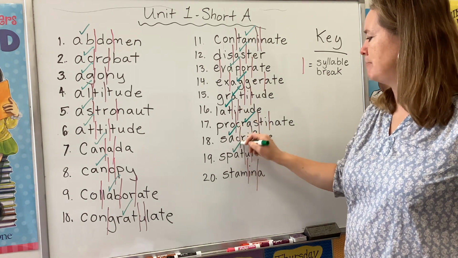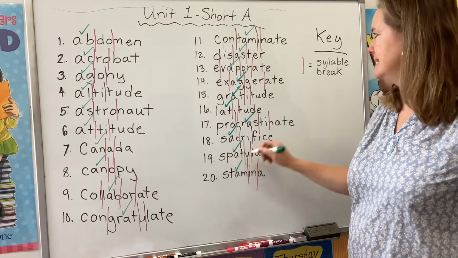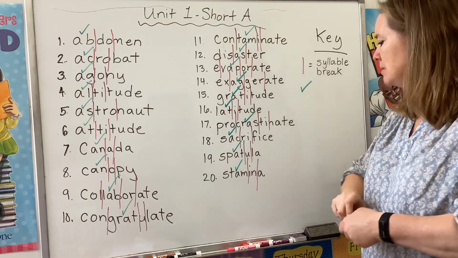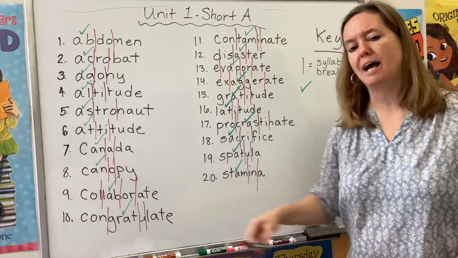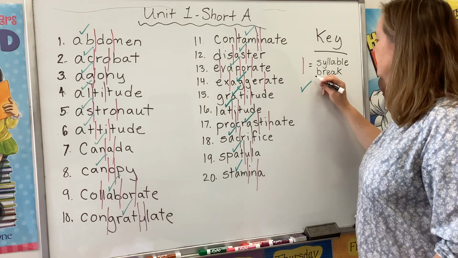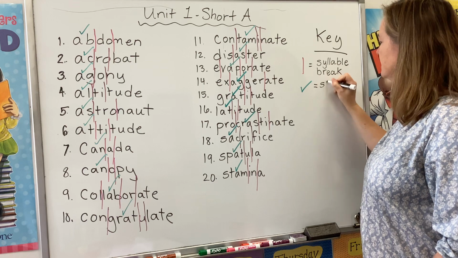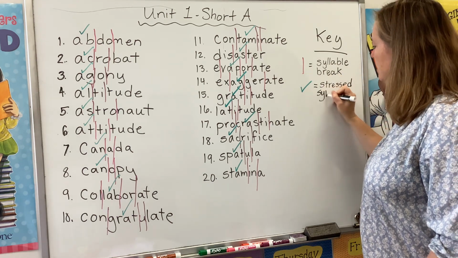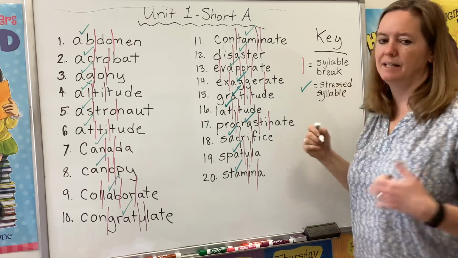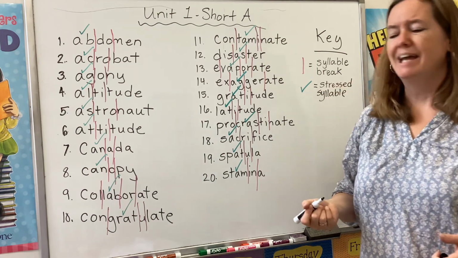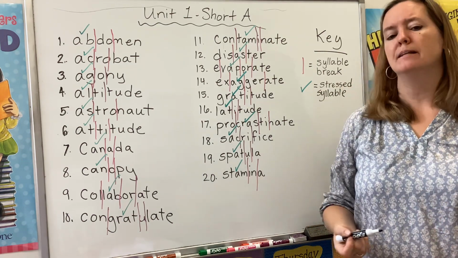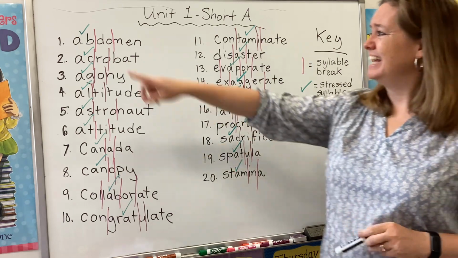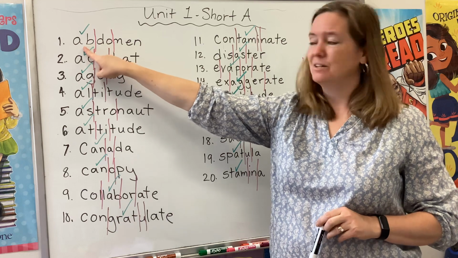Sacrifice, spatula, stamina. Okay? Everywhere I placed a green check mark, that is the stressed syllable. That is the syllable that we say a little bit louder. Okay? Now the nice thing about stressed syllables is they're easy to spell, because if you have an A in there, it's going to say "a," right?